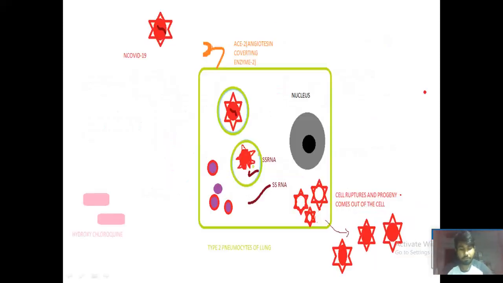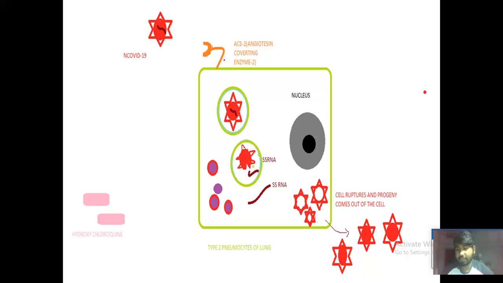So let's move on to the mechanism by which the virus infects the cell and the hydroxychloroquine action. In this video, I'm going to talk about this mechanism in very short form. Indeed, it is a very tough and very detailed mechanism of action. So let's move on to the mechanism.